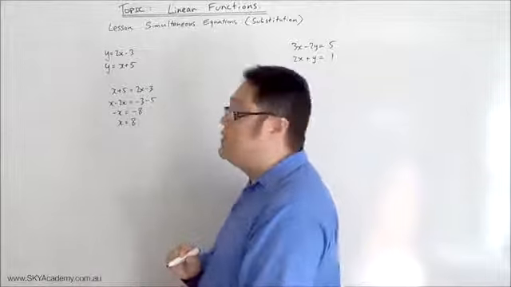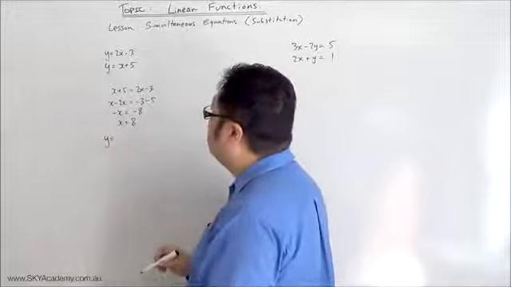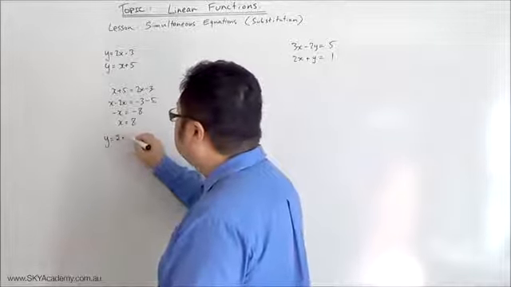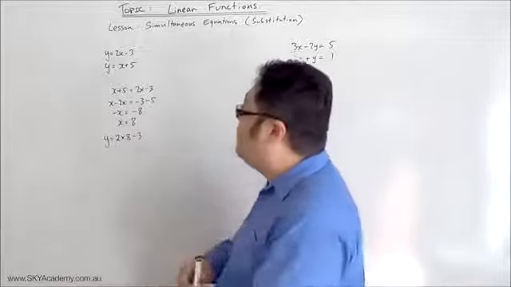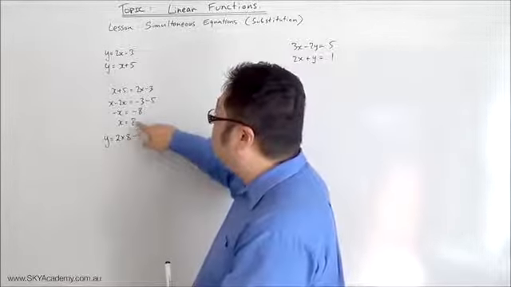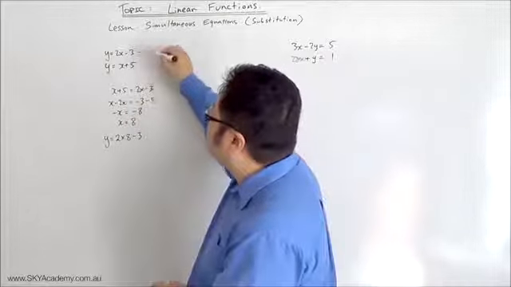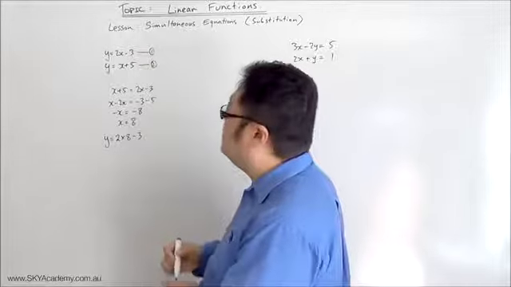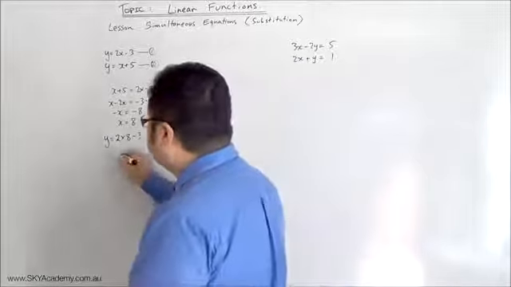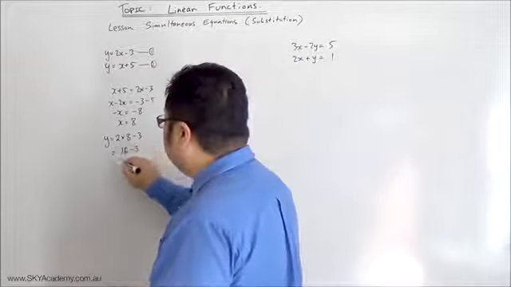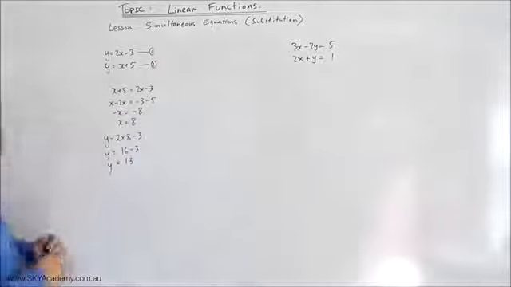Does that make sense? So if x is equal to 8, y would be equal to 2 times 8 minus 3. And the way we get 2 times 8 is we've substituted x equals 8 into equation 1 again. So let's call this equation 1, and we'll call this equation 2. We've substituted the 8 back into equation 1, which gives us y is equal to 16 minus 3, which is equal to 13. So y is equal to 13, x is equal to 8.